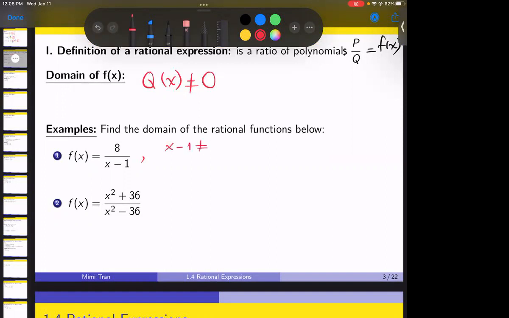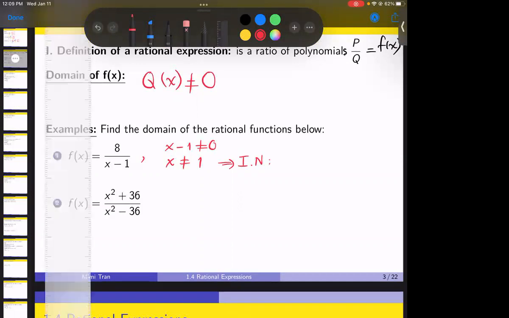X minus 1 cannot be 0, right? X cannot be 1, right? And don't stop right there. You have to write it in interval notation. So you better convert it into interval notation. IN means interval notation.